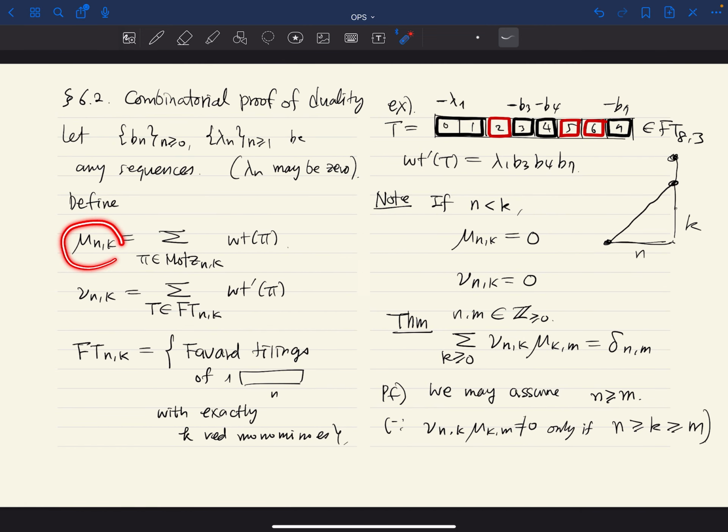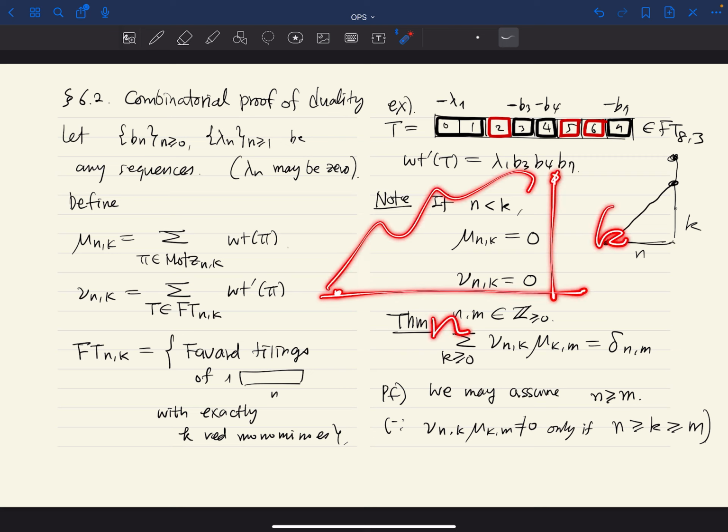So this mu sub nk is the mixed moment, but we can also define it as the generating function for Motzkin paths from (0, 0) to (n, k), like that. And then we have the usual weight for the Motzkin path.